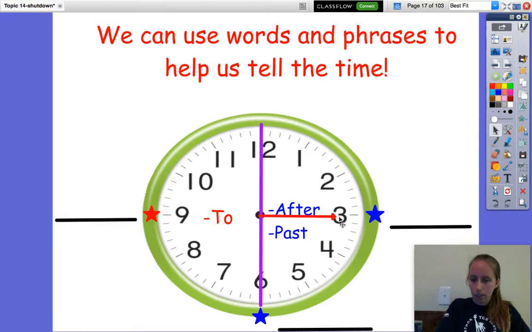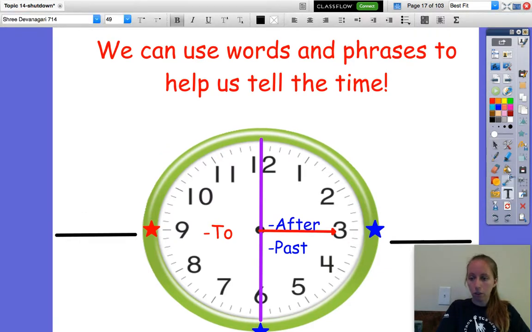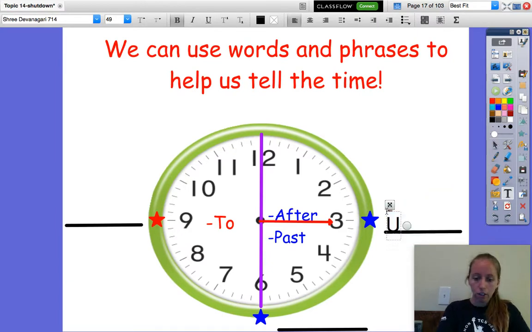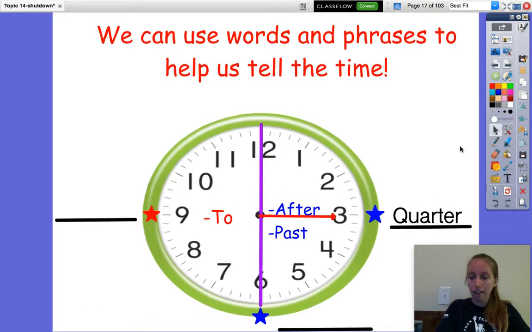Okay, I'm going to delete this so we can see it. It's a quarter after because it has gone 1/4 of the way around the clock. So it's gone a quarter after. So I'm going to write the word quarter right here. And quarter, you can remember that word quarter means fourth because how many quarters are in a dollar, right? We need 4 quarters in $1. So a quarter after when the time is here, when the minute hand is on the 3.